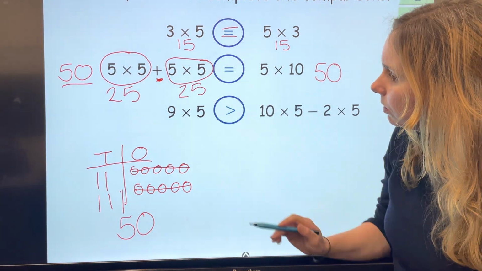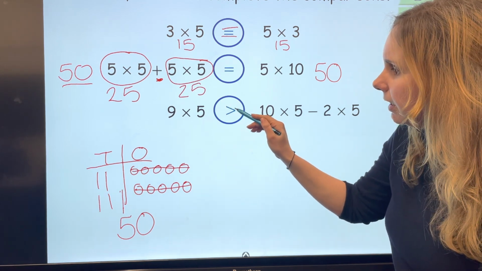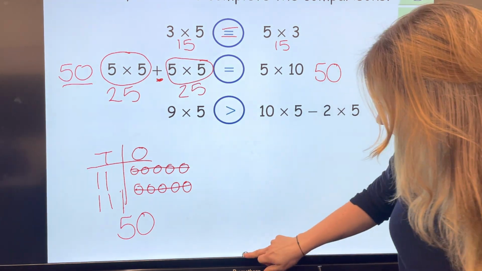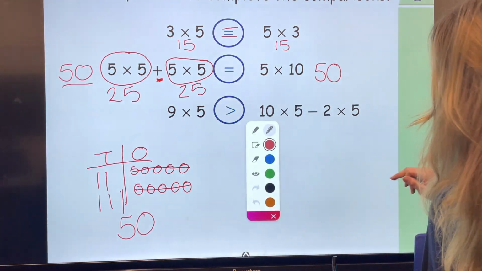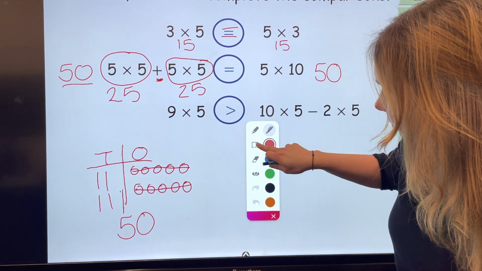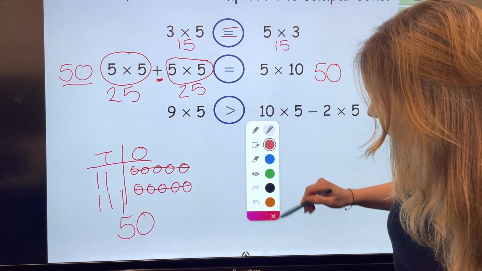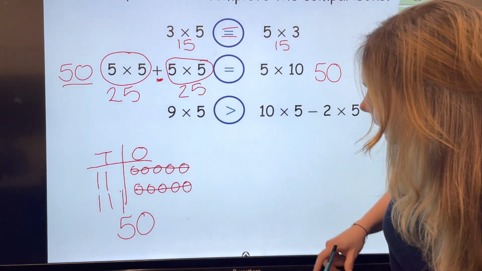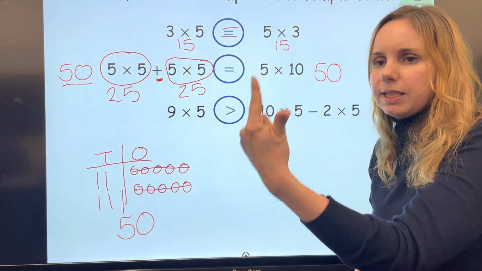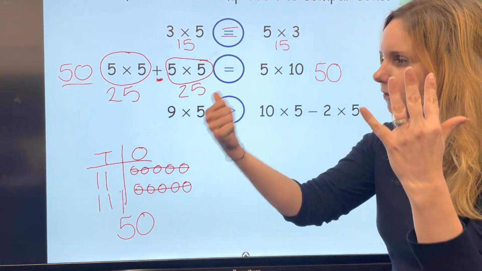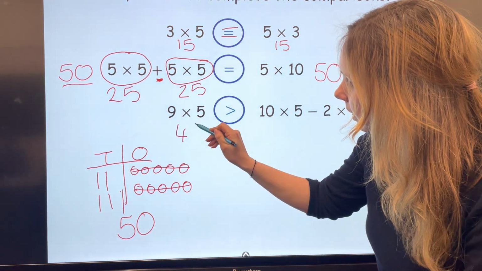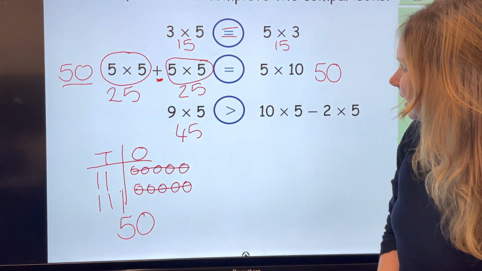Here we've got 9 multiplied by 5. We're saying that that is greater than this one. Let's have a look. If I can just take my working out away for 1 minute. It doesn't want to work, not to worry. Let's have a look. So 9 lots of 5. I'm going to go 5, 10, 15, 20, 25, 30, 35, 40, 45. I'm saying it's greater than 10 lots of 5.